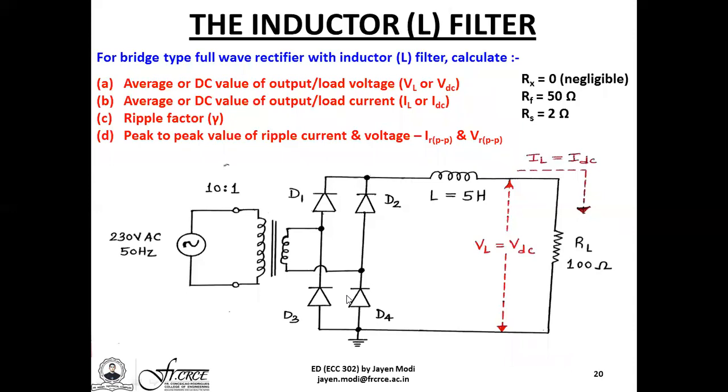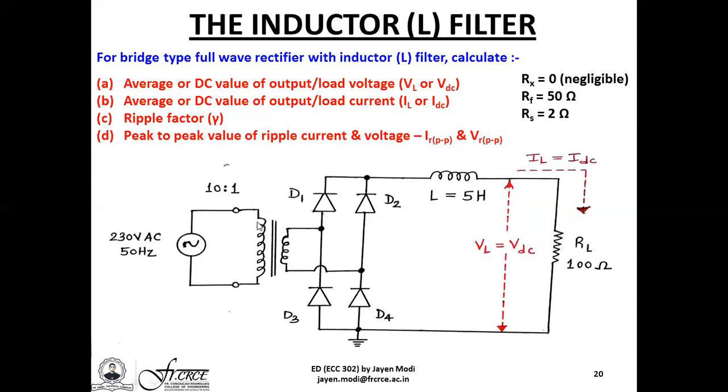The problem states that for a bridge type full wave rectifier which has an inductor filter, calculate the average or DC value of the output or the load voltage given by VL or the value VDC, the average or DC value of the output or the load current given by IL or the value IDC, ripple factor given by gamma, and the peak to peak value of the ripple current and the ripple voltage given by IR peak to peak and VR peak to peak.